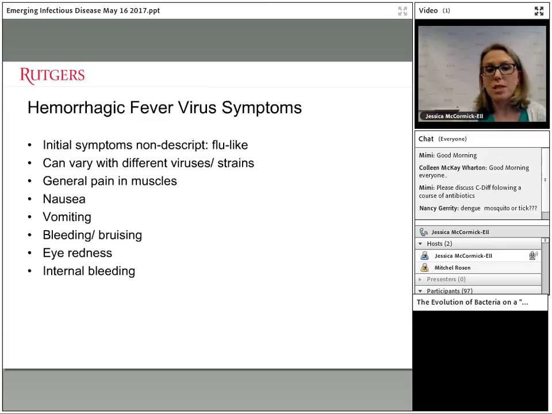So in terms of the hemorrhagic fever, like I said, some of them are going to have different severities. So the symptoms might be slightly different depending on what the virus is. Some of them may cause a very limited infection and the person stays at home for a couple of days with a mild fever and mild flu-like symptoms, and then they go about their business. Other things like Ebola are going to be much more severe. You have general pain in muscles, nausea, vomiting, sometimes bleeding and bruising, sometimes eye redness, conjunctivitis, and then usually some kind of internal bleeding. What the reports were with the most recent Ebola infection was that it started to manifest more like a cholera infection and not so much like a general hemorrhagic fever. So there was more diarrhea and vomiting and less bleeding.